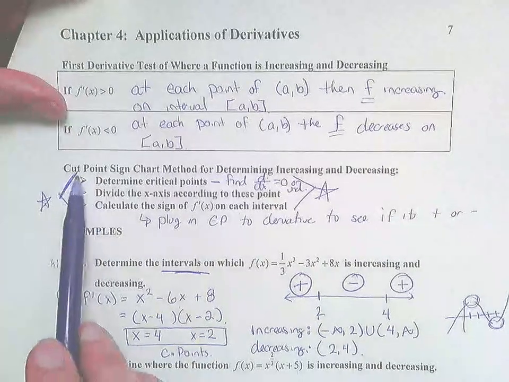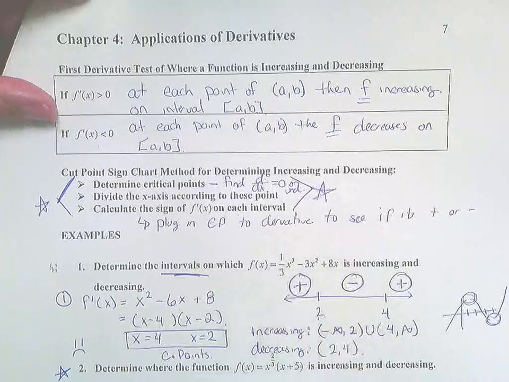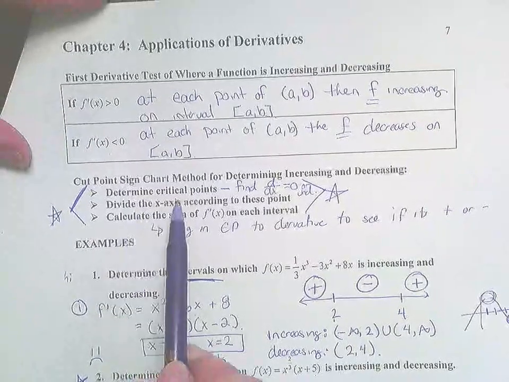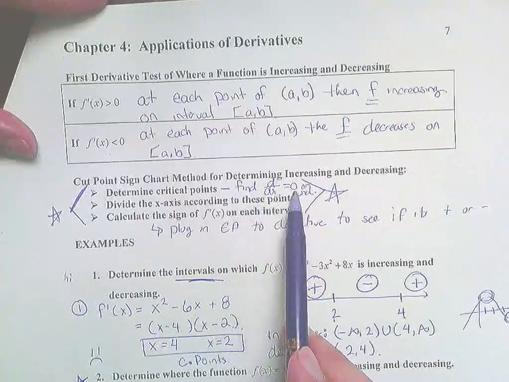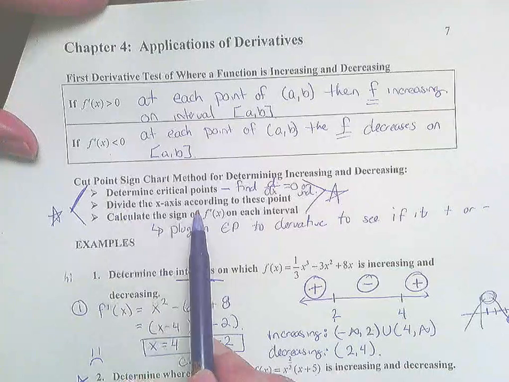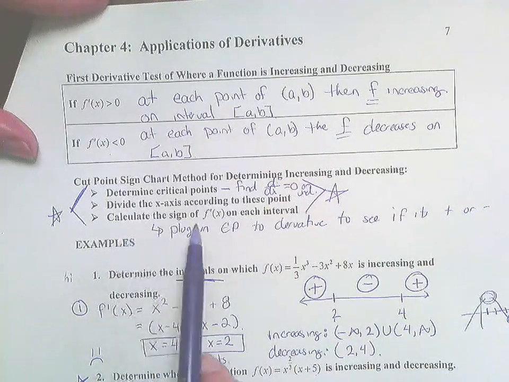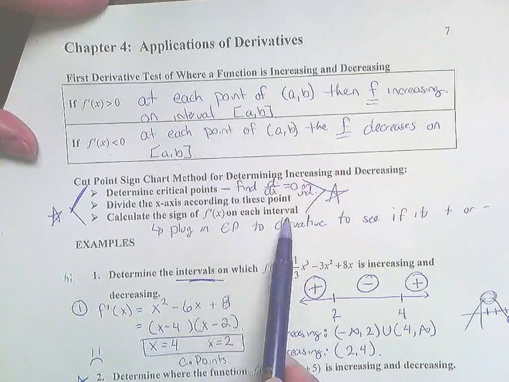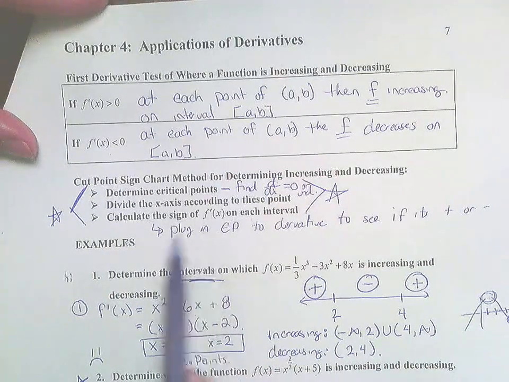So we're going to do the cut point sign chart method for determining increasing and decreasing, and these are the steps. So determine the critical points first, like we've always done, which is find the derivative, see where it equals 0 or where it's undefined. We're going to divide the x-axes according to these points, and then we're going to calculate the sign of the derivative on each interval. So we want to see, is the derivative positive or negative in between that interval?